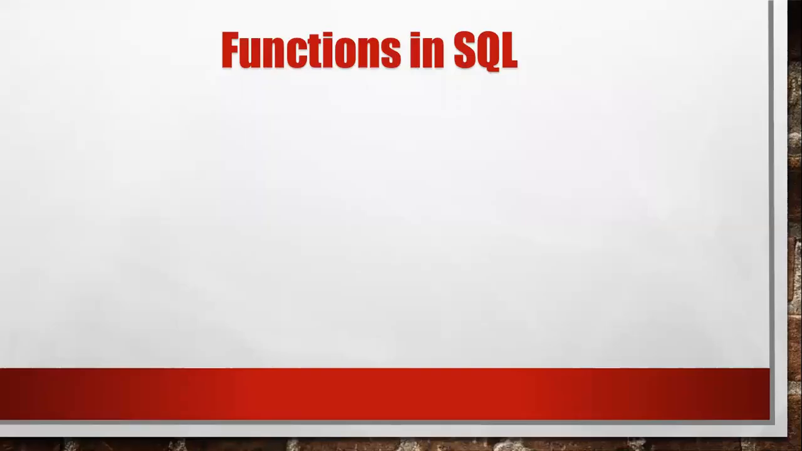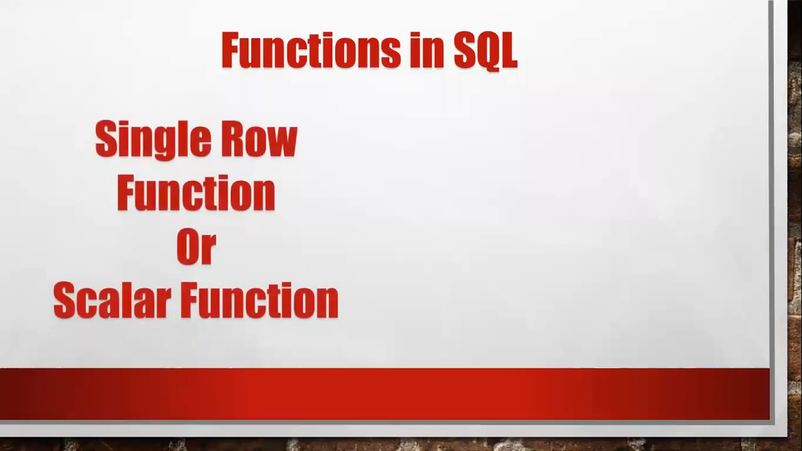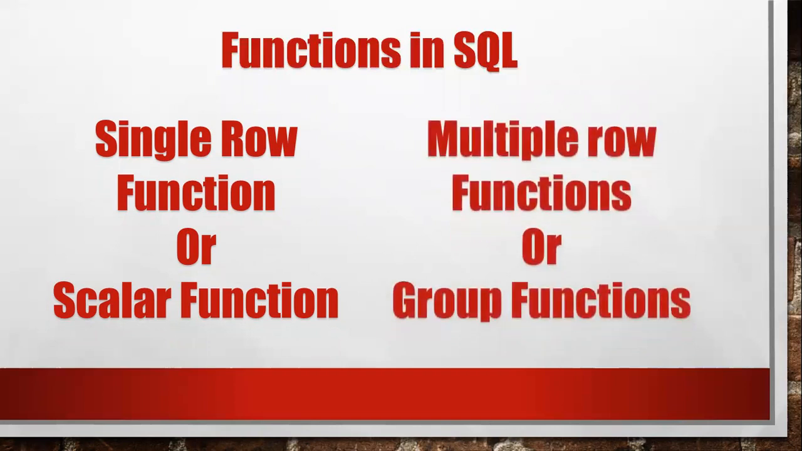So we are discussing the functions in SQL. The functions in SQL are basically divided into two categories. The first one is the single row function, or we can call it a scalar function, and the other one is the multiple row functions, or we can call them group functions. So let me discuss all the categories one by one.